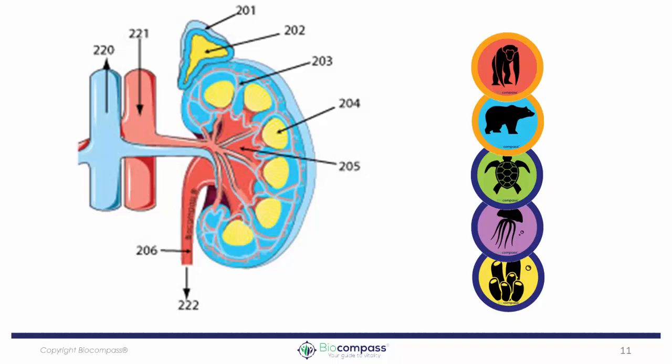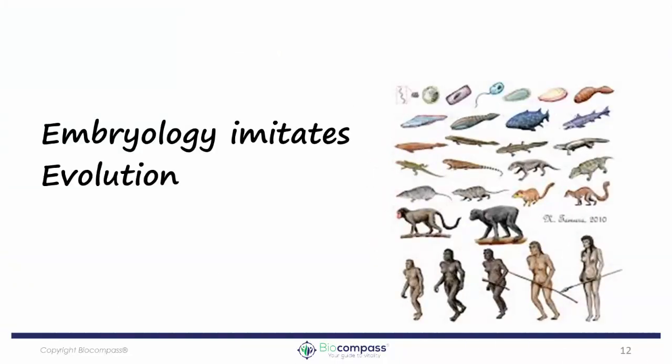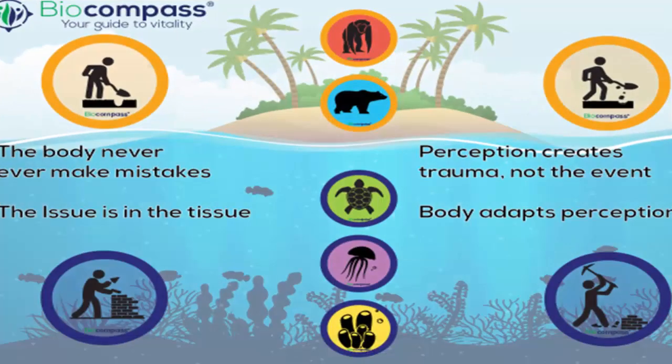We get it all in there for each of the different tissue types, but just to have an overview, which is good to see right now. So the embryology imitates actually the evolution. So from a single cell organism to a human being. And we can see it like this.